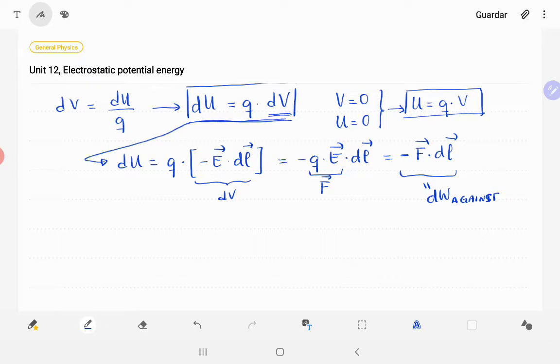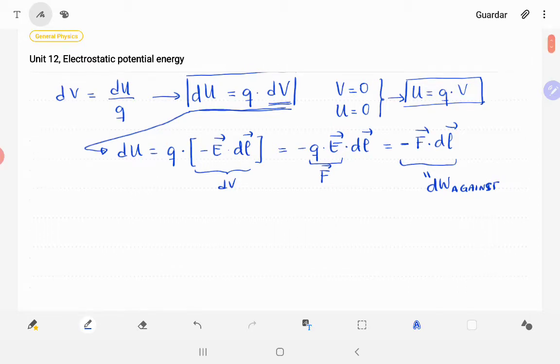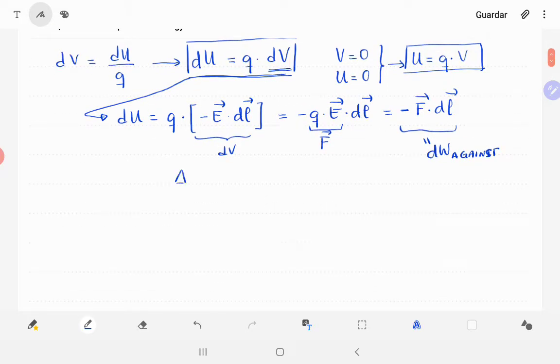the electrostatic force. So the change of electrostatic potential energy is going to be equal to the amount of work we're going to have to do against the field to get the system as it is. And this is the idea we're going to use for deriving the electrostatic potential energy of a system of point charges. So we're going to begin by 2-point charges.